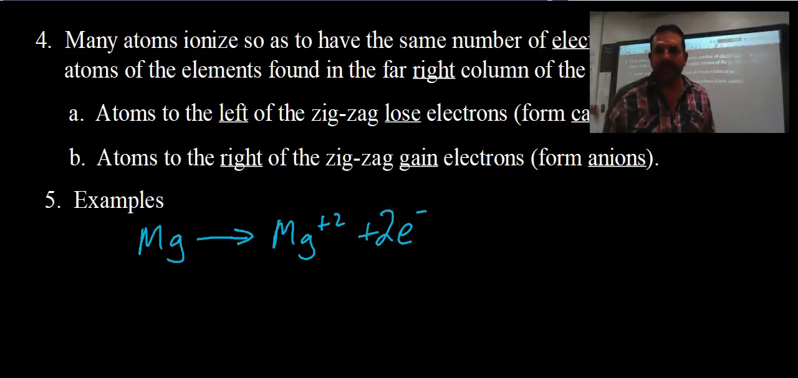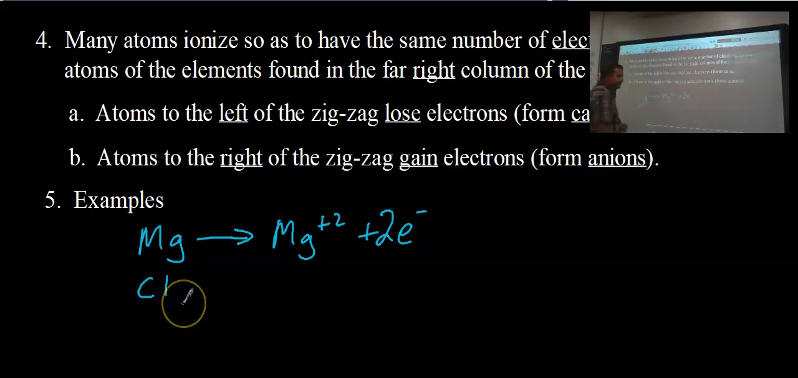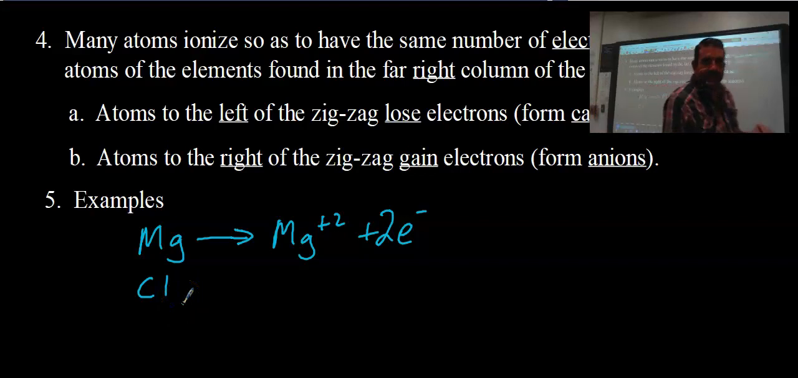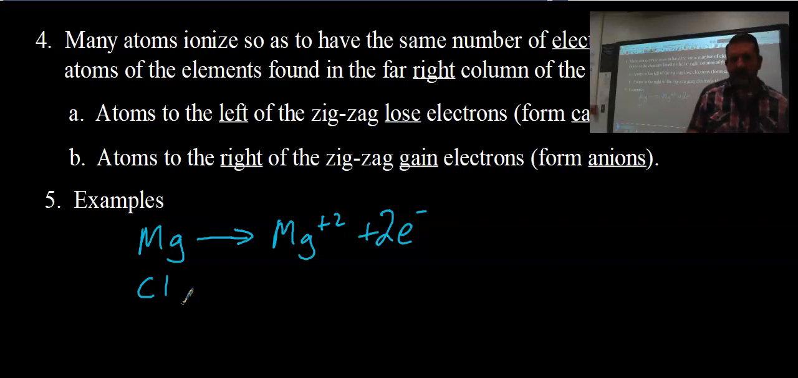So our next example, find chlorine on the periodic table. Question, how many protons and electrons does chlorine have? Chlorine has 17 protons and 17 electrons. Chlorine doesn't want 17 electrons. Any guesses how many electrons chlorine wants to have? That's right, chlorine wants to have 18 electrons. Like who? Like argon. So chlorine wants to be like argon.